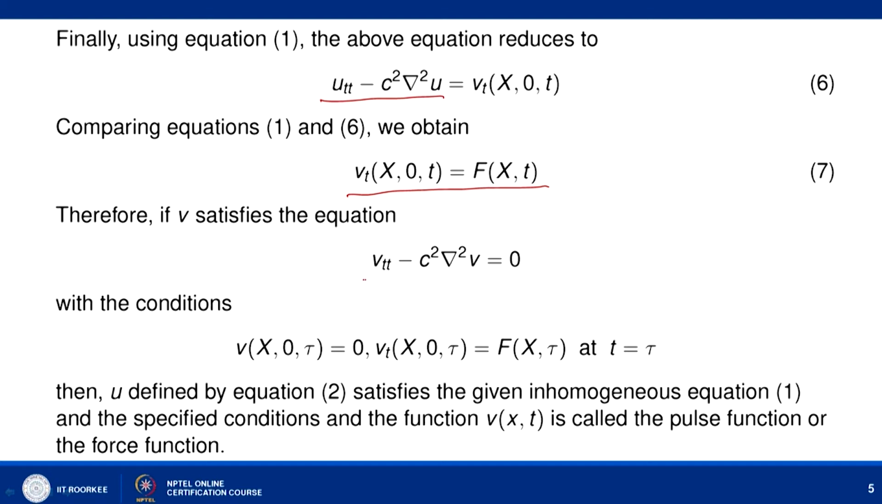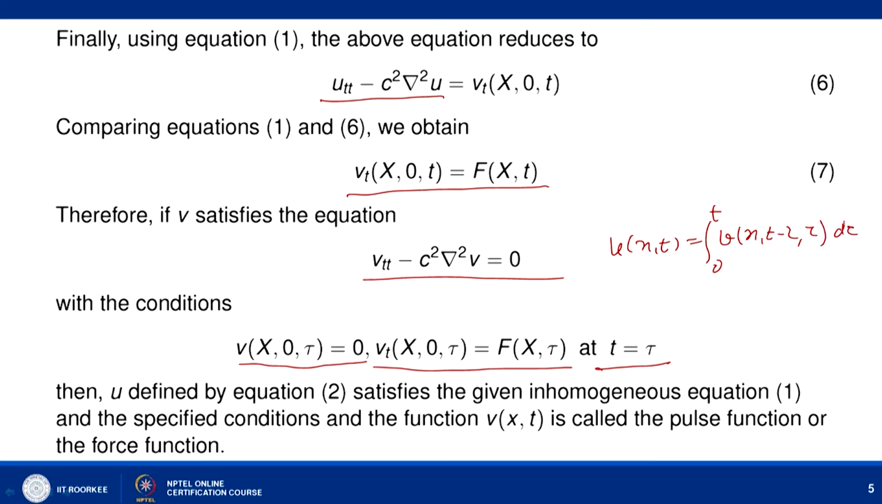So, if we satisfy this relation, that is V_tt minus c square del square V equal to 0, and V(x, 0, tau) is 0, V_t(x, 0, tau) is f(x, tau) at t equal to tau, then u defined by this, that u(x,t) is equal to the integral from 0 to t of V(x, t minus tau) d tau, will satisfy this relation, that u_tt minus c square del square u equal to f of x, t. So, we can say that if we satisfy this equation with initial conditions V(x, 0, tau) is 0 and V_t(x, 0, tau) is equal to f(x, tau) at t equal to tau, then you will satisfy this equation.